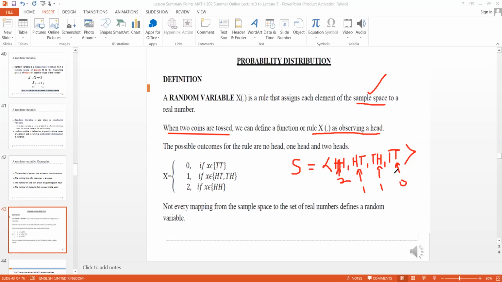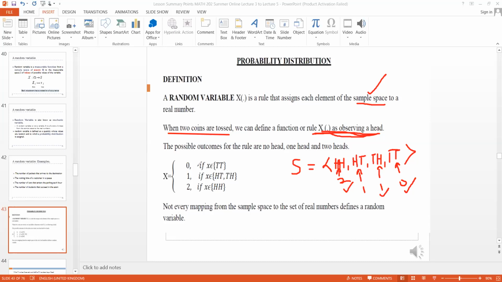So what we are saying is the possible values of this rule, this function will be what? 0, 1, and 2. 0 simply means there will be no heads, or there can be 1 head. That is 1 means 1 head. And then 2 means there can be 2 heads.